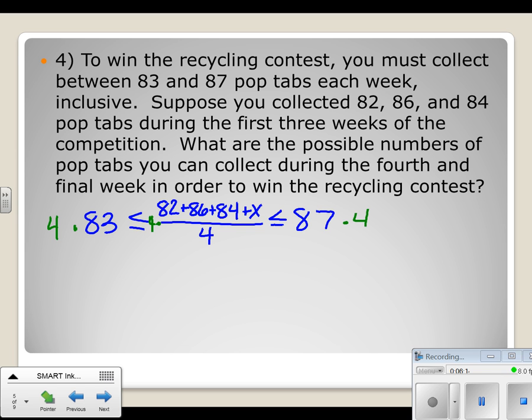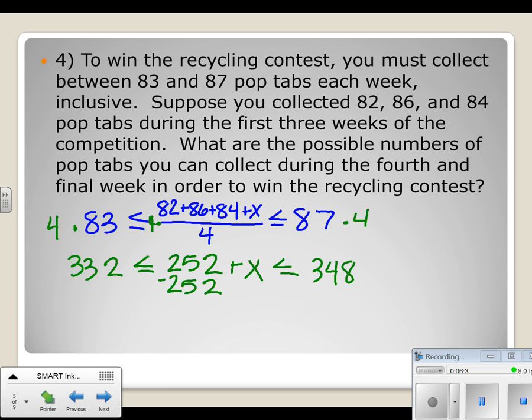So then we're left with 332 is less than or equal to, and I'm just going to add 82, 86, and 84 together, and you get 252 plus x is less than or equal to 87 times 4, which is 348. Now to get the x alone in the middle, we're going to subtract 252. We subtract here from the left, and we subtract it from the right. So that is simplified to x's alone now.